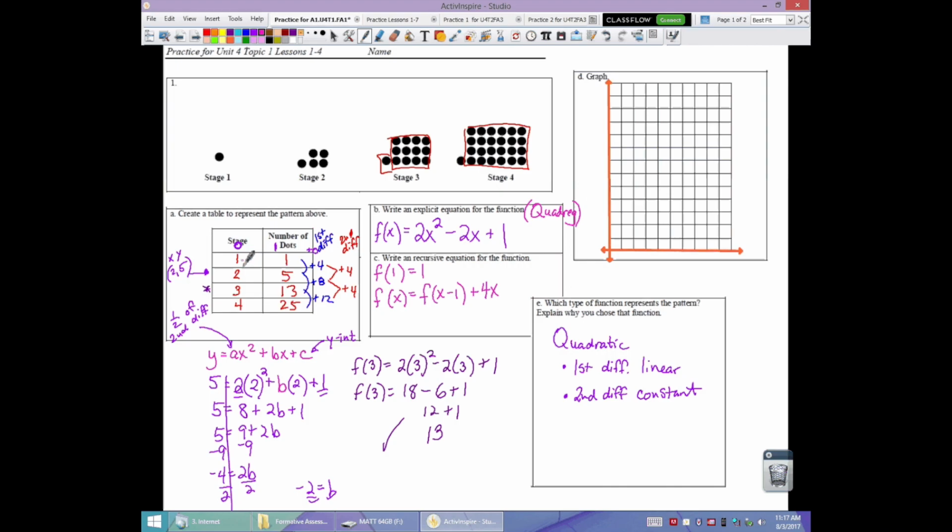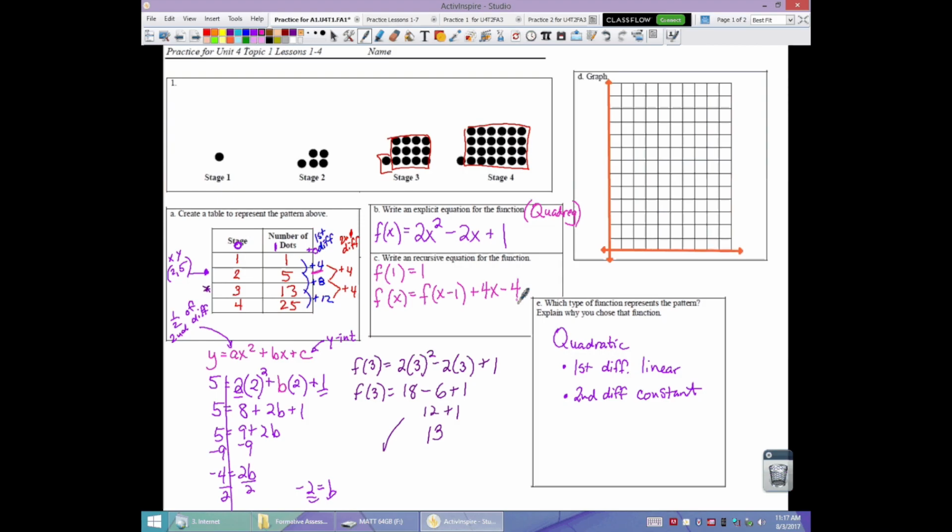So when I go from my first to second stage, I need to add 4. If I actually put 2 in here for x, so f of 2 would be your f of 1, which is 1, plus 4 times 2. Well, that means it would add 8. I don't want to add 8, I only want to add 4. So I have to subtract 4.